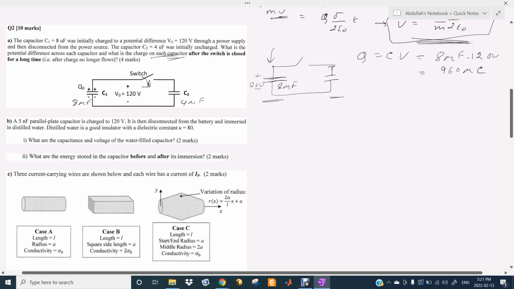Now when you connect the switch, some charge will move to the other capacitor, so the potential has to drop. It will no longer be 120; it will drop until the potential across both capacitors is equal. Remember, this one is 4 microfarad, so it will charge faster than the 8 microfarad discharges, because the 8 microfarad is storing more charge.